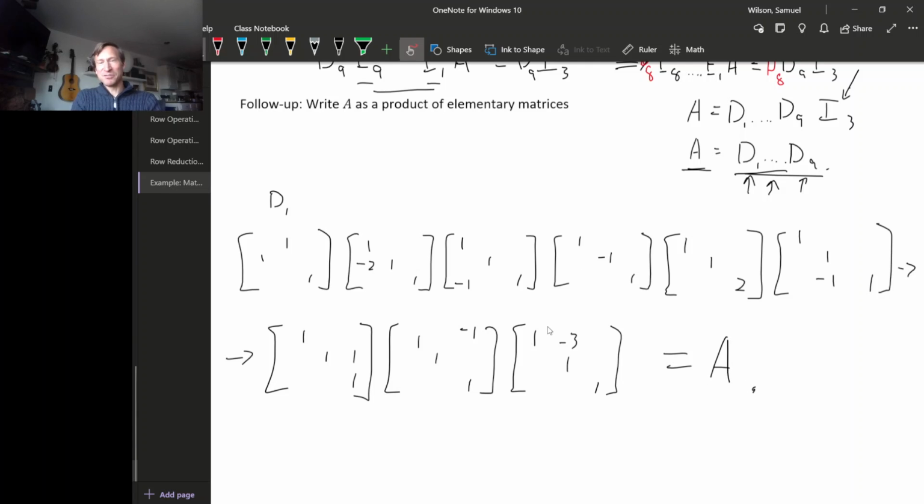Now I won't actually work out this product to observe that it is equal to A, but in fact it is. We know it has to be.